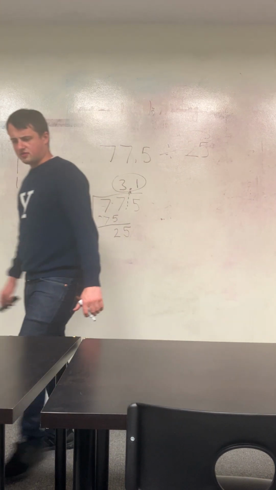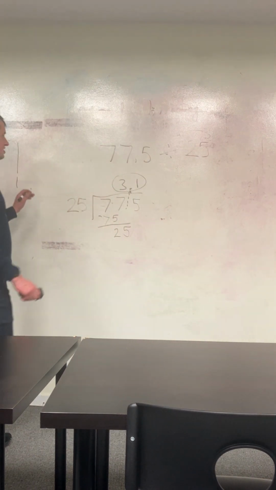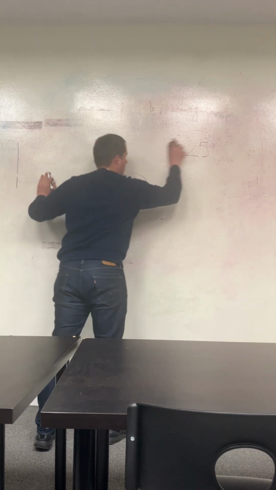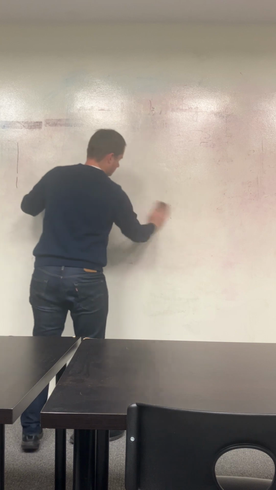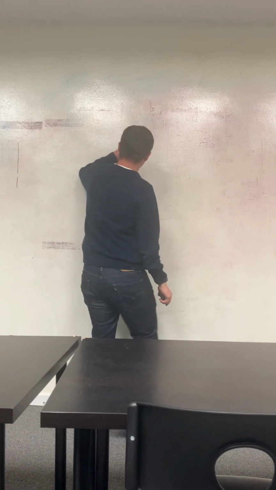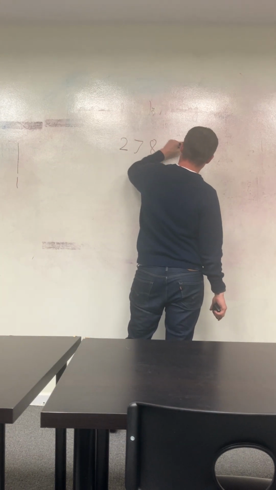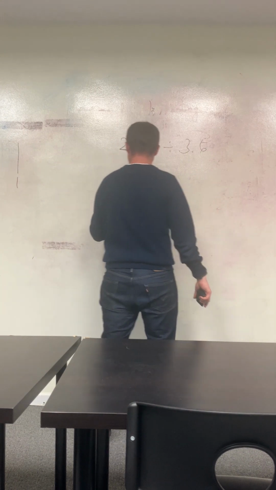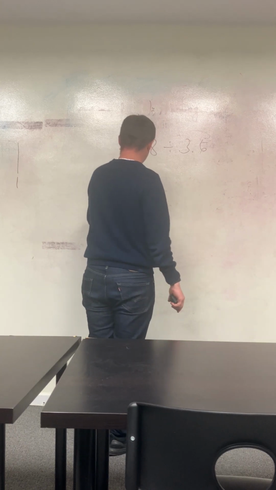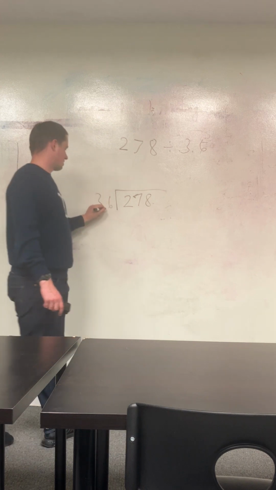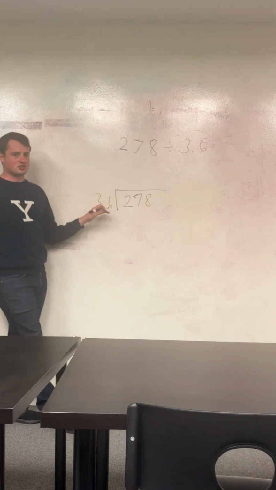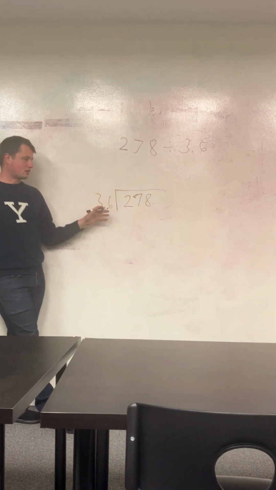I'm going to show you another example of a division problem with decimals. You might deal with 278 divided by 3.6. Now something we can't do, like it just doesn't really work, is to have a decimal out here. This is just ugly. It's not gonna work really well.